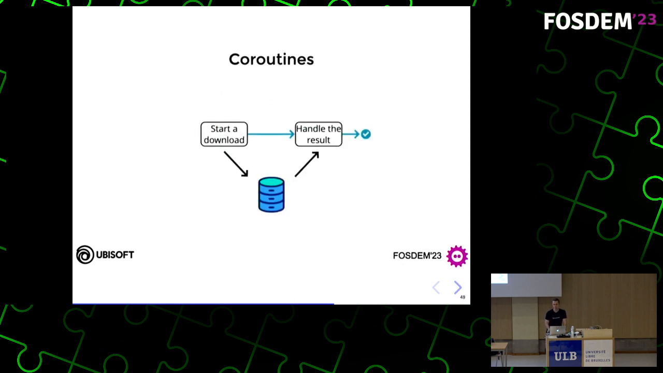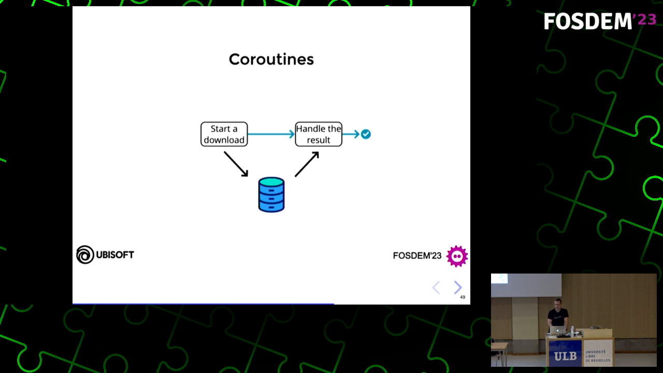To see why we need coroutines again and what features we need from them, let's inspect a simplified version of this save games example. This time we have just 2 steps: start download of a save game blob and then handle the result.